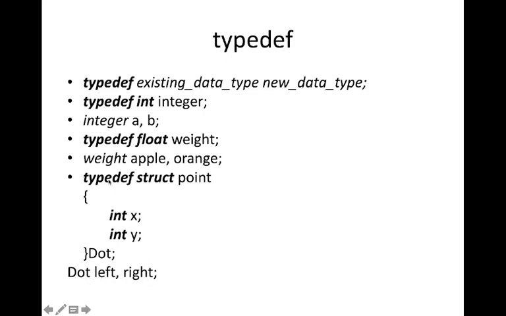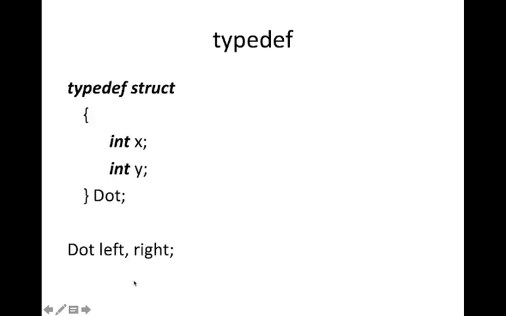So in the previous case, when you use this tagged type of declaration, you have to use struct dot like this: struct dot left comma right. That struct keyword can be avoided. You need not use that struct keyword if you are using this kind of declaration. So typedef can be used to declare this structure also. Typedef struct int x, int y, dot means you can replace this struct with this dot. So simply you can use dot left comma right inside the program.